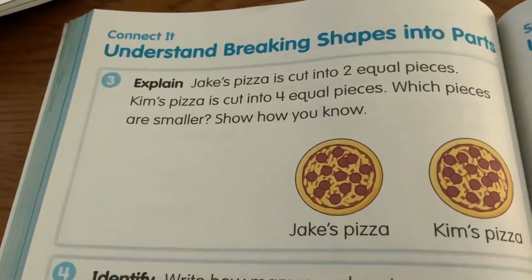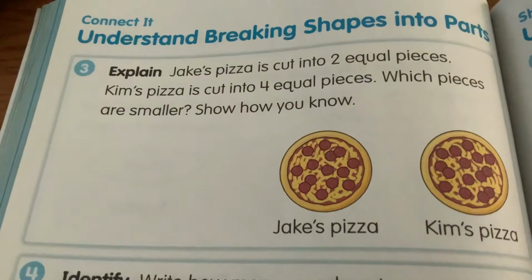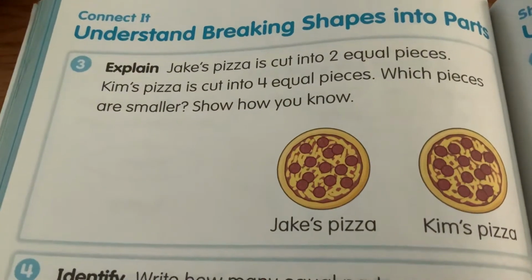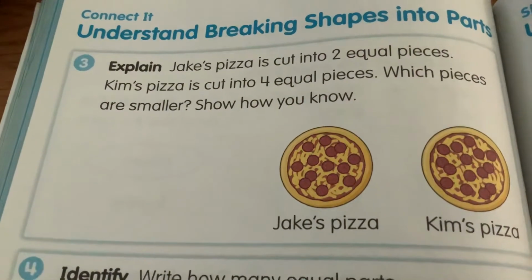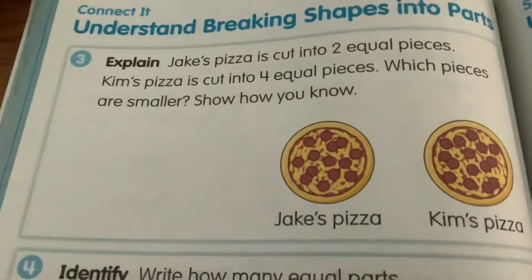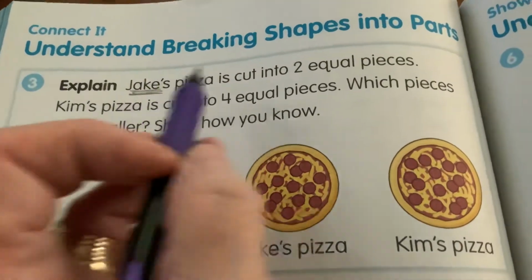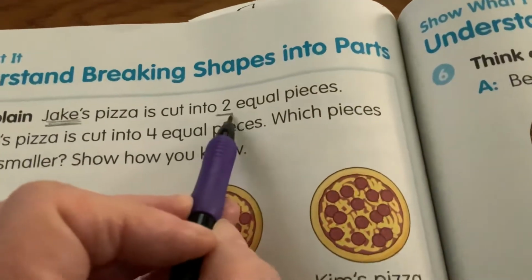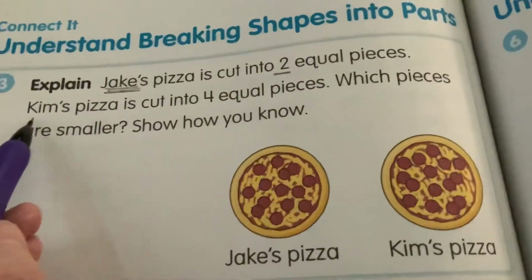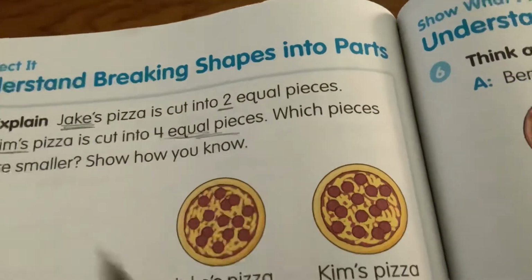Jake's pizza is cut into 2 equal pieces. Kim's pizza is cut into 4 equal pieces. Which pieces are smaller? Show how you know. Okay, so let's look at our important information. We're talking about Jake's pizza. It's 2 equal pieces. And Kim's pizza is 4 equal pieces.